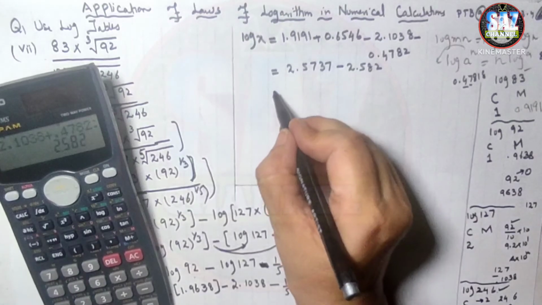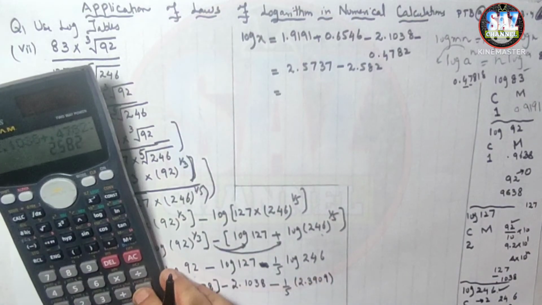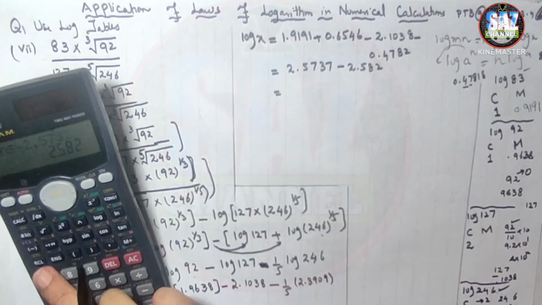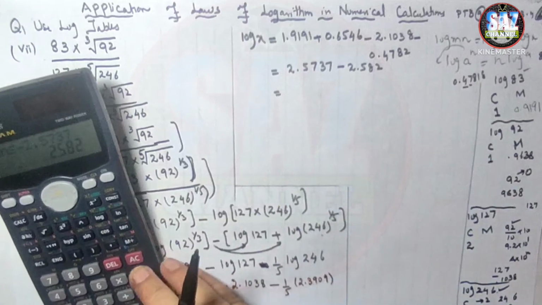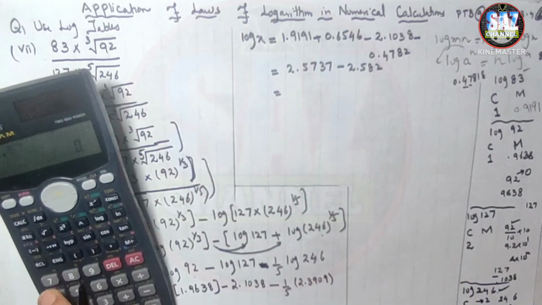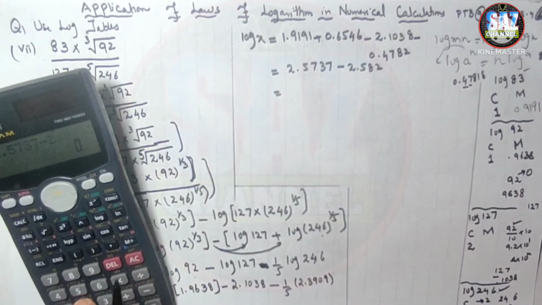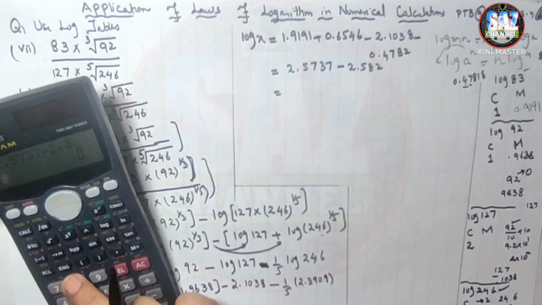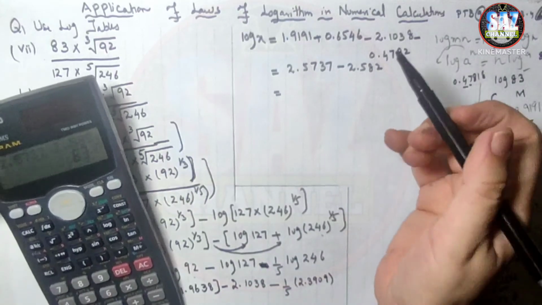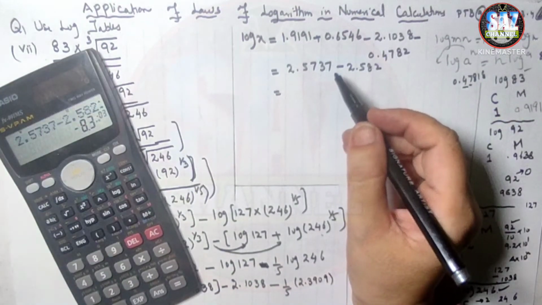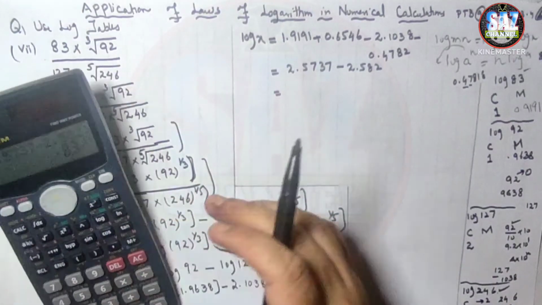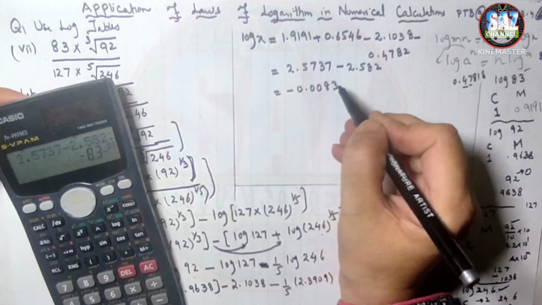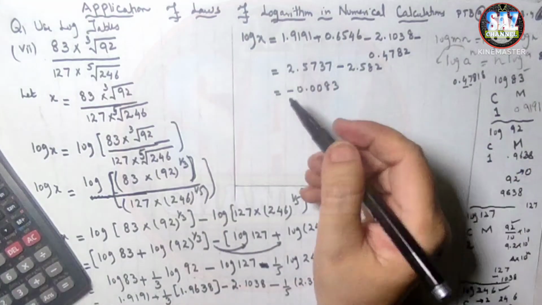2.582. I have to take away 2.582 from 2.5737, and this gives me, let me confirm it, 2.5737 minus 2.582. I'll recheck this calculation. This is giving me minus 0.0083.